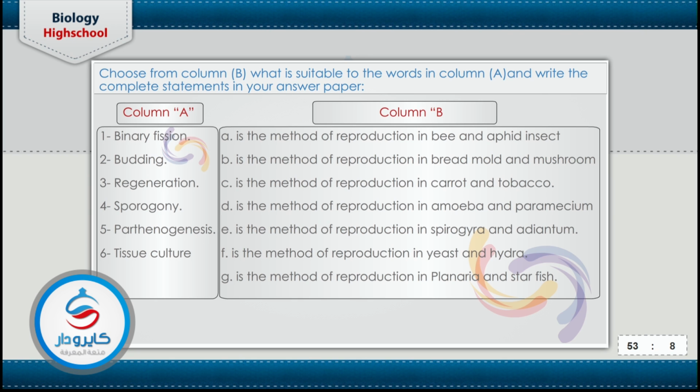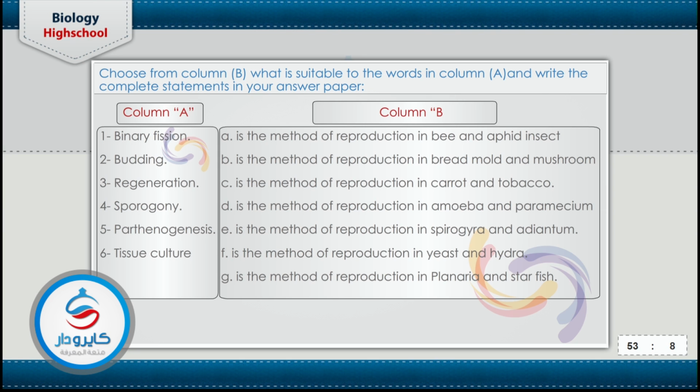Number C, the methods of reproduction in carrot and tobacco plants. The experiments are carried out on tobacco and carrot plants during the explanation of tissue culture. So C goes with number 6, tissue culture. Number D, the methods of reproduction in amoeba and paramecium, takes place by binary fission, number 1. Number E, the methods of reproduction in Spirogyra and Adiantum.